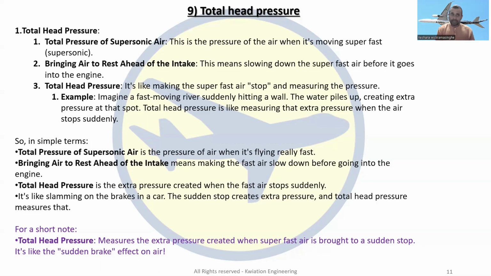So in simple terms, I can say total pressure of supersonic air is the pressure of air when it is flying really fast, and bringing air to rest ahead of the intake means making the fast air slow down before going into the engine. The total head pressure is the extra pressure created when the fast air stops suddenly. So for a short note, you can say total head pressure measures the extra pressure created when the super fast air is brought to a sudden stop. It's like the sudden brake effect on the air.